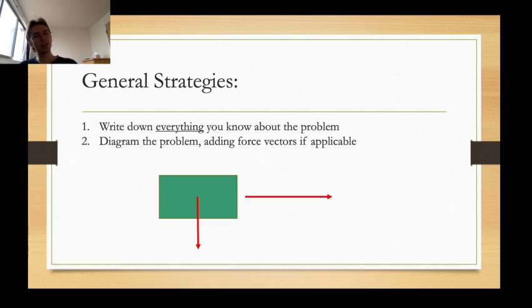Then, if it's applicable, you want to diagram the problem. Usually we also want to add force vectors. You may have heard these called free body diagrams. That's just a term for it. But basically, you want to get a visual sense of what the problem looks like. This helps with your physical sense of what's happening here, and it will help you catch mistakes.